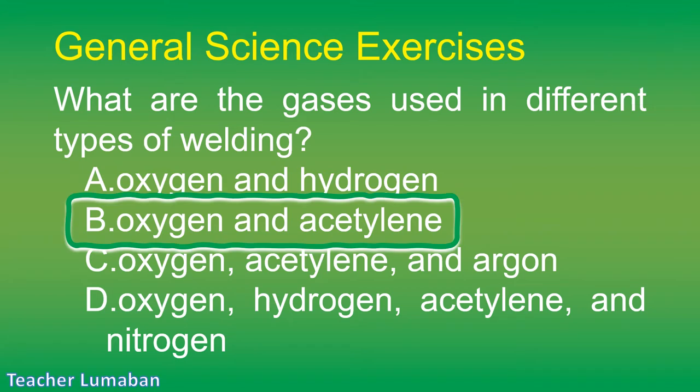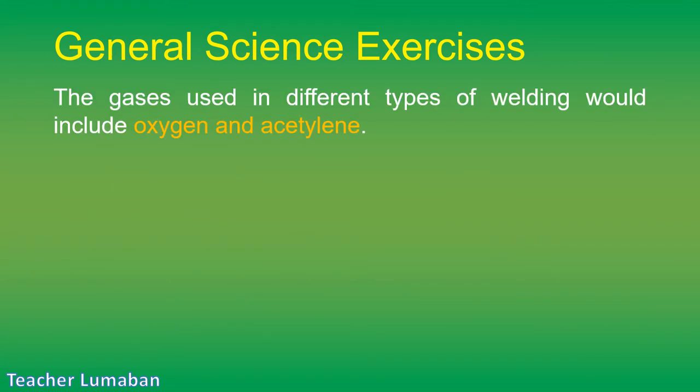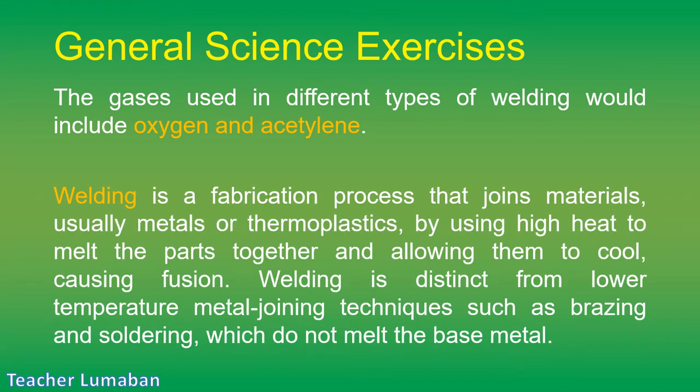The correct answer is letter B, oxygen and acetylene. The gases used in different types of welding would include oxygen and acetylene. Welding is a fabrication process that joins materials, usually metals or thermoplastics, by using high heat to melt the parts together and allowing them to cool, causing fusion. Welding is distinct from lower temperature metal joining techniques such as brazing and soldering, which do not melt the base metal.